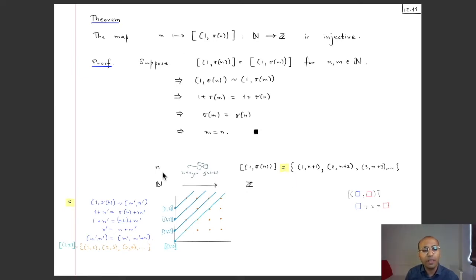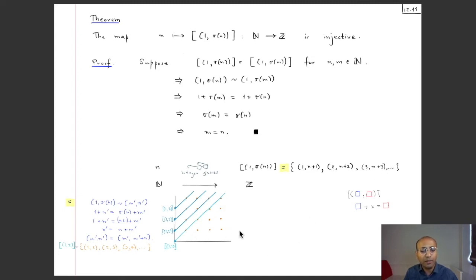So as an example, let's take the natural number 1 and view it as an integer. Well, the corresponding integer is the equivalence class containing the ordered pair 1 comma sigma 1, and sigma 1 is equal to 2. So we have this integer, and we know that that's then the set comprising 1 comma n plus 1. So the n is equal to 1 here. So you get 1 2, 2 3, 3 4, and so on.